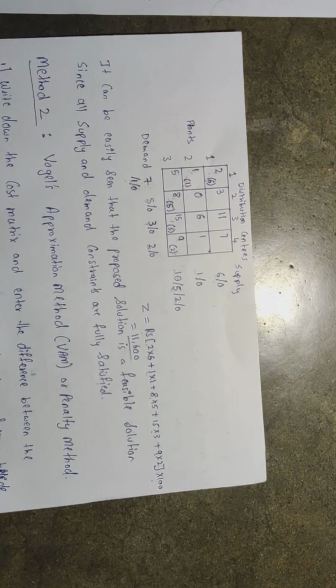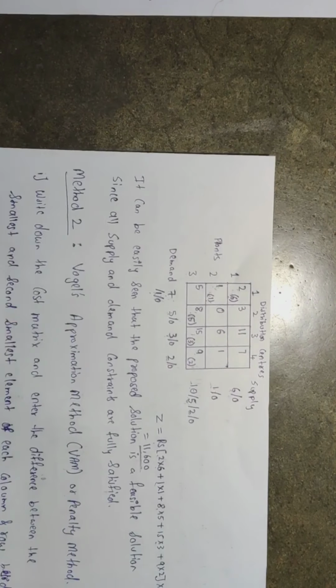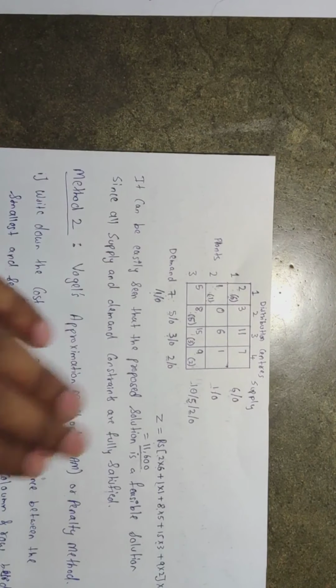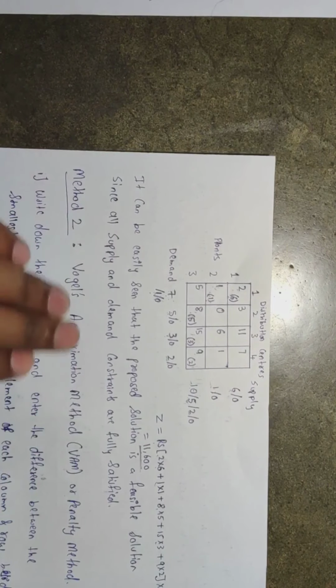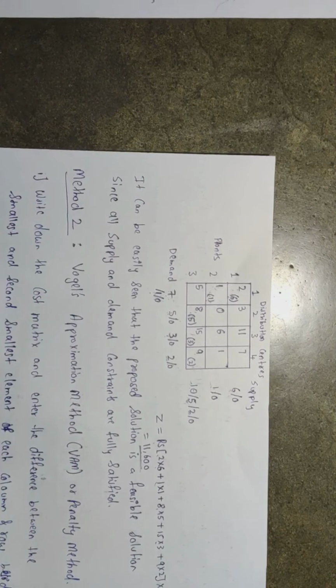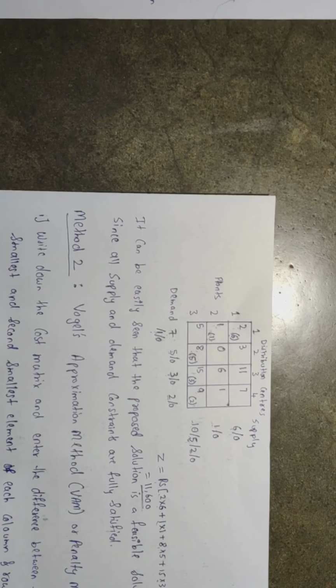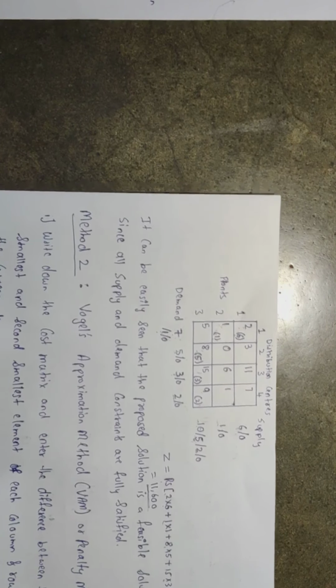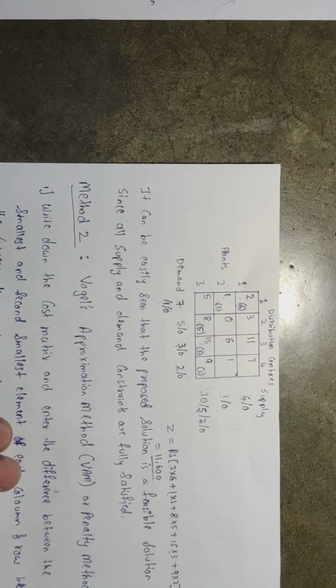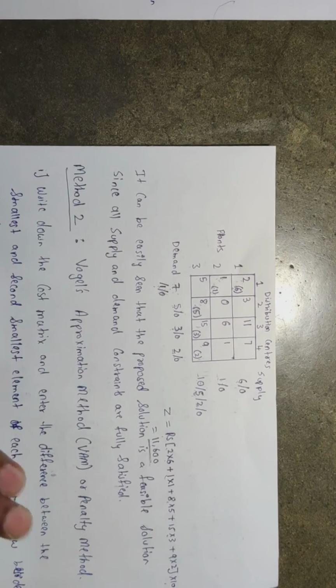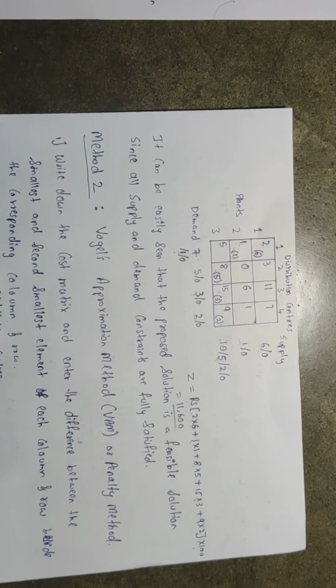They are saying this is the best feasible solution you can obtain from the northwest corner rule. It can be seen that the proposed solution is a feasible solution since all the supply and demand constraints are fully satisfied, correct? But this was one method to find the cost of the basic feasible solution, and there are many methods, as I stated earlier. So what is the second method? We are going to go with Vogel's approximation method, which we also call the penalty method. Let us check what the cost will be if I solve by this method.